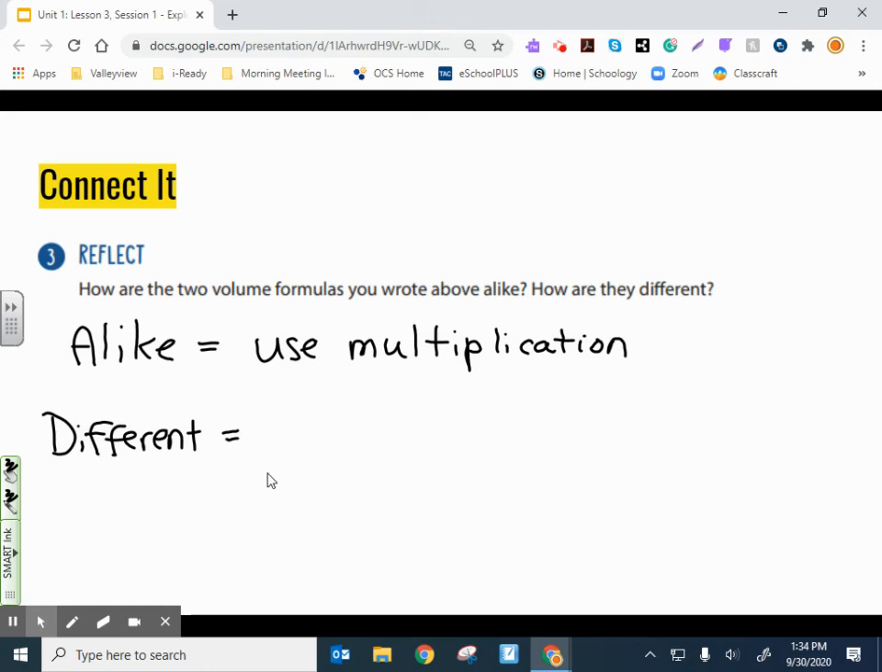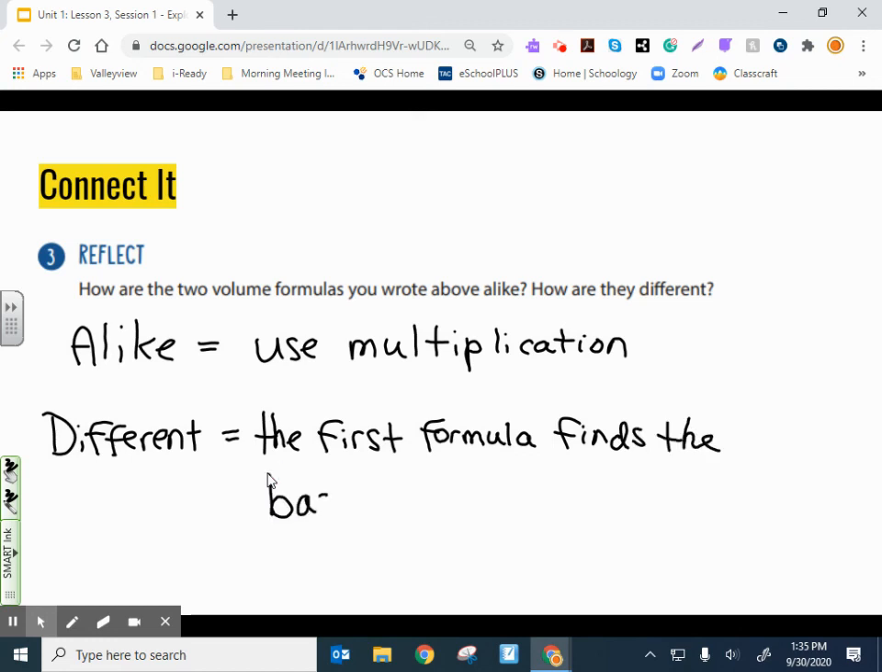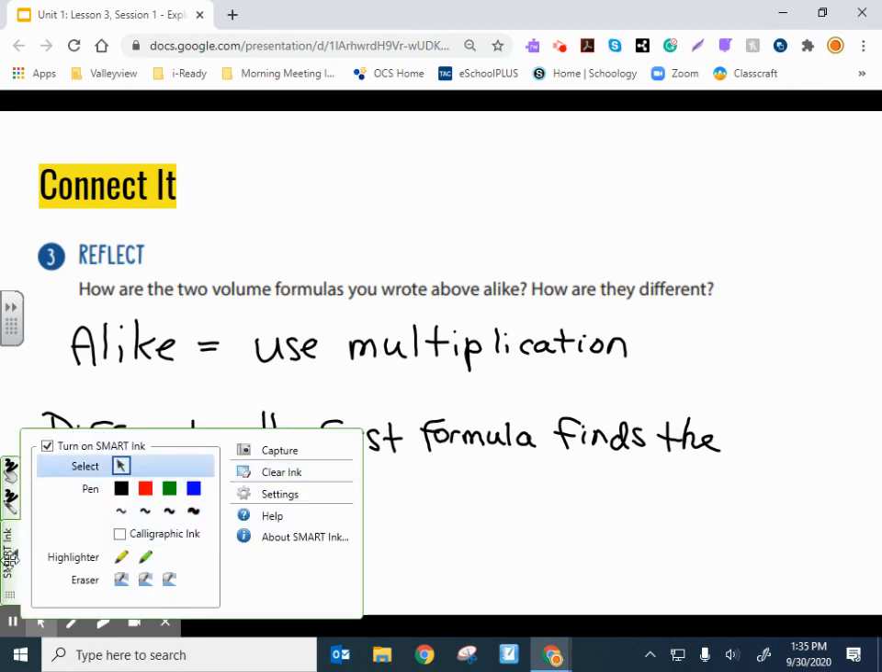But that first formula uses the base. The first formula finds the base. So that's a different technique. Now, whatever way works for you is going to be better. That's fine. You can take the three numbers and multiply them, or multiply the length and width at the bottom first to create your base, and then go from there. That's entirely up to you. They both get the same answer.